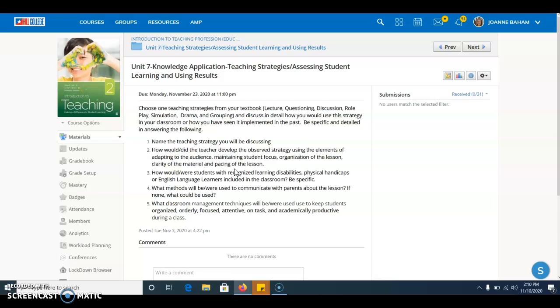Number 2 is how did the teacher develop the strategy? If you're asking in the future, that would be you yourself, or how did the teacher that you observed develop the observed strategy, using the following elements. So let's take lecture. How did they adapt their lecture to the audience that they were teaching? How did they maintain the students' focus during the lecture? How did they organize the lesson? Did they use study guides or things like that to help guide students?